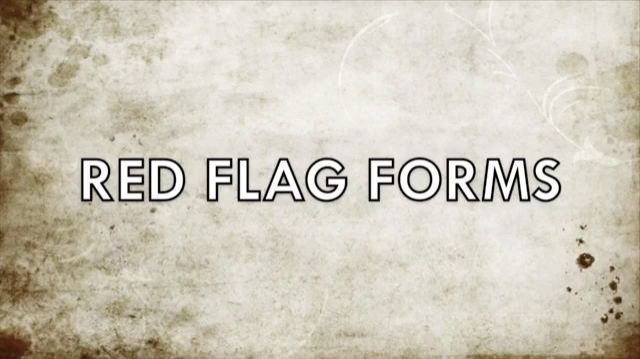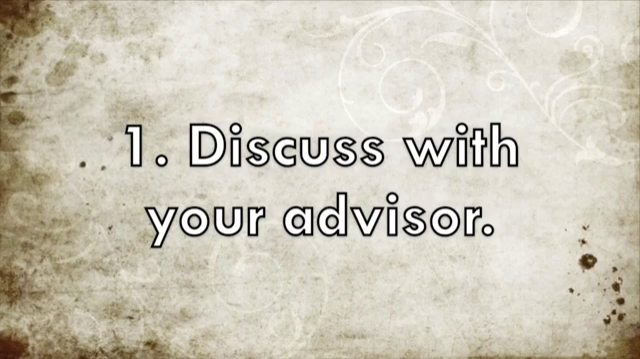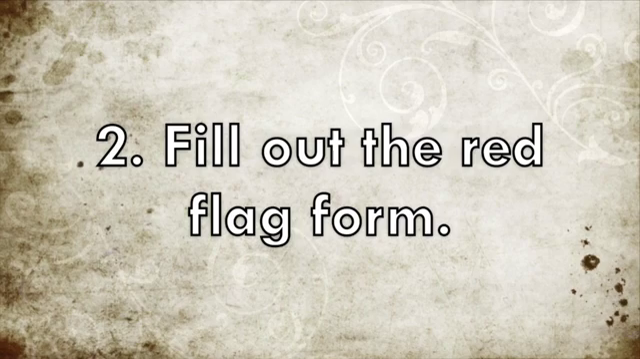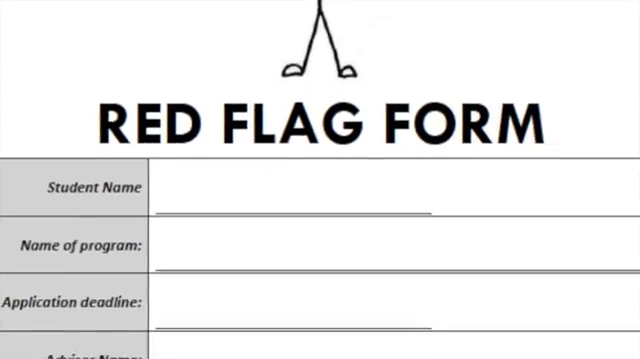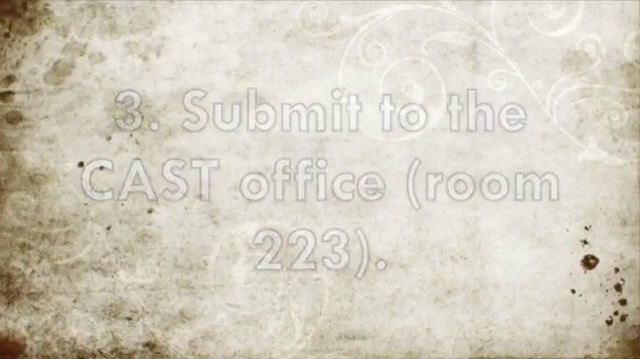Sometimes throughout the application process, issues can occur or there can be an obstacle. First, discuss with your advisor any issues with your application or acceptance. Then, have your advisor fill out a red flag form. Either you or your advisor can submit it to the CAST office, room 223.